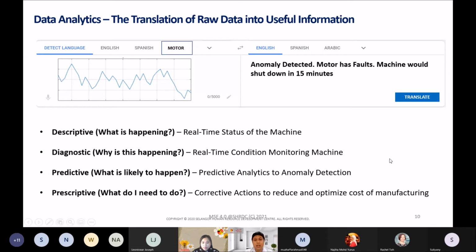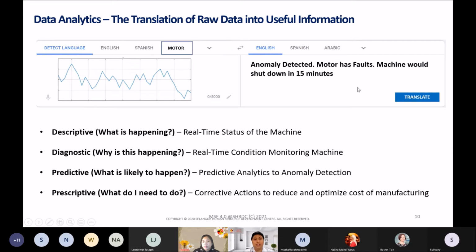So if you look at this chart over here, okay, if you are familiar with Google Translate, this is actually what you will see, right? Let's say you want to translate from English to Bahasa Malaysia, or you want to translate English to another language, right? You put in the English here and then you come out another language here, right? So right now, what we are doing is we are detecting the language of the motor. What the motor is trying to tell you, right, in signal form.